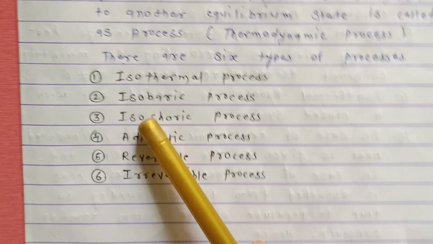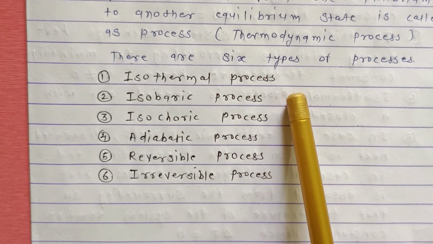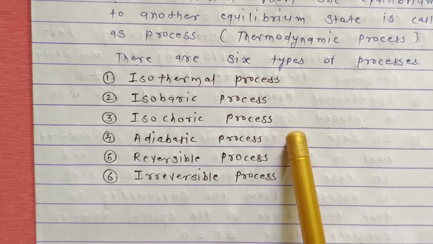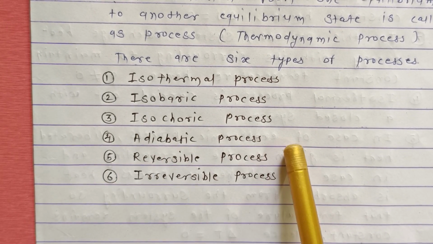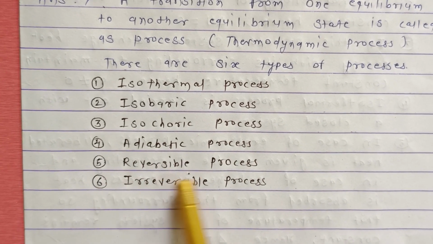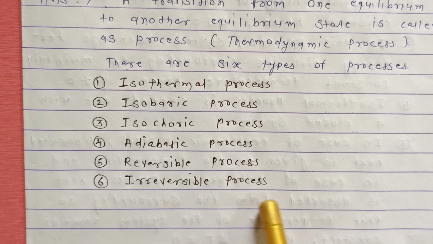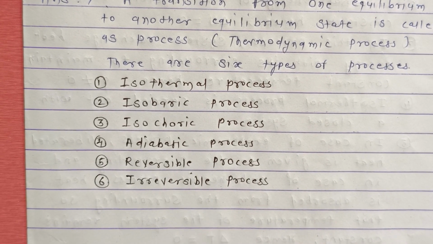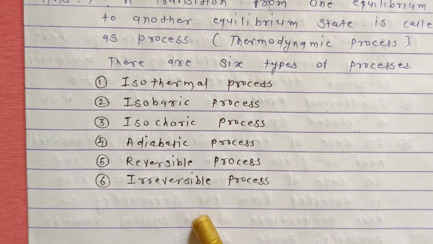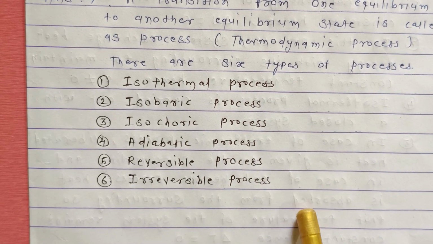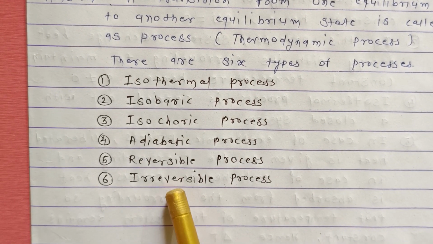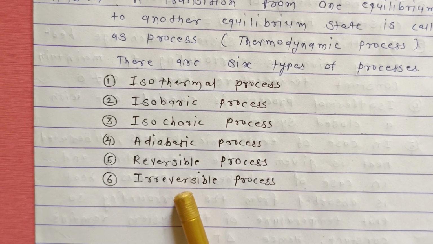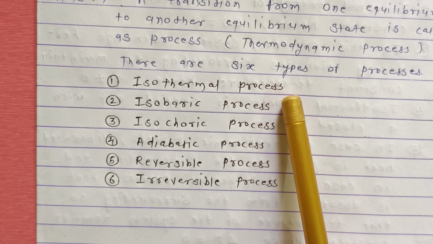Actually, there are six types of thermodynamic process. First is isothermal process, second is isobaric process, third is isochoric process, fourth is adiabatic process, fifth is reversible process, and number six is irreversible process. These are the six types we are going to discuss in detail in our syllabus.